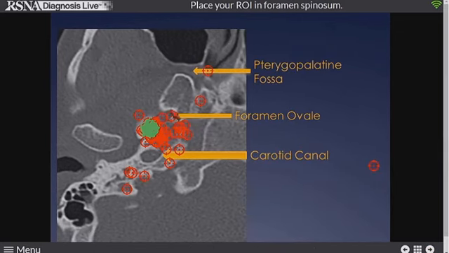Good, so a lot of people correctly chose this from the lady's footprint, ovale in front, foramen spinosum back posteriorly. And I guess somebody didn't have quite enough coffee this morning, or perhaps too much.